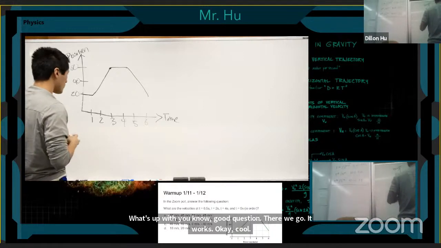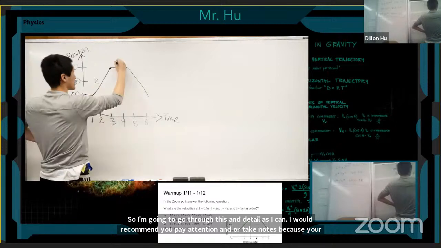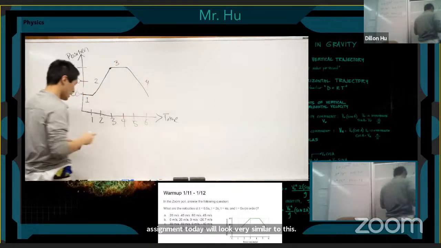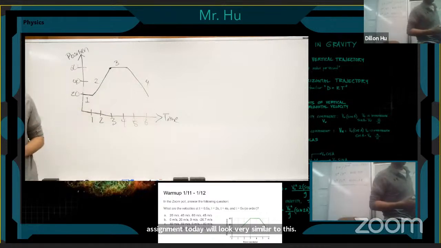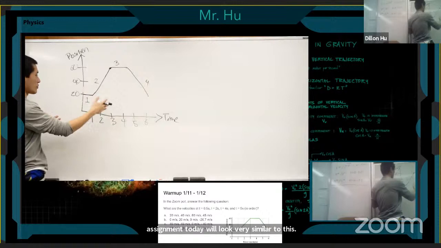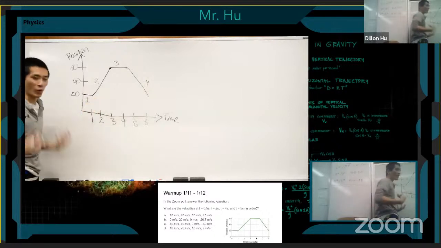So there are 4 sections of this graph. I'm going to label each section here. This is 1 section, 2 sections, 3 sections, 4 sections here. What I call sections are intervals in time. Within each section, the slope is the same. And what do you mean by the slope is the same? Well, it means that you're going up or down or sideways at the same rate.